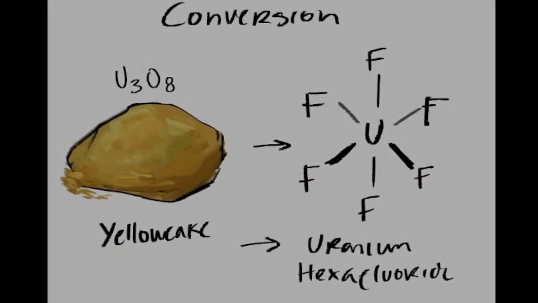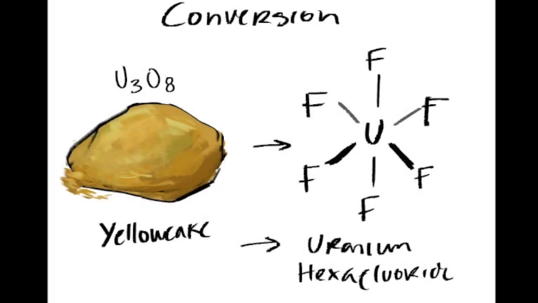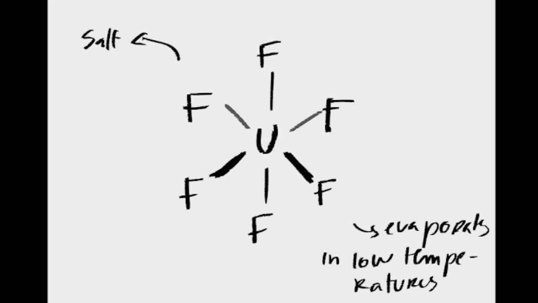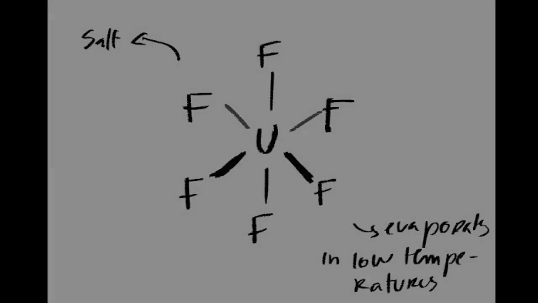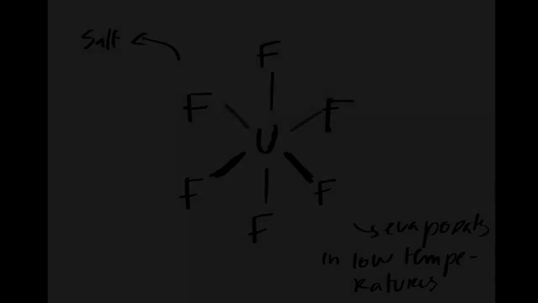The yellow cake, formed like U3O8, is then converted into UF6, uranium hexafluoride, a salt that is easily converted into gas at low temperatures. This gas is most necessary for its next step in the process, which is the enrichment of uranium.